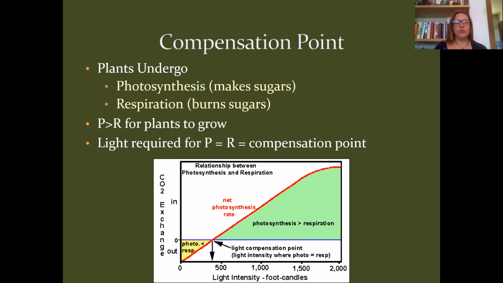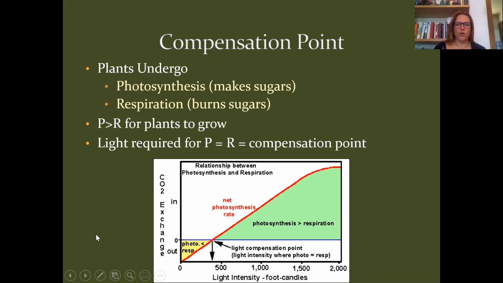So they need to be photosynthesizing, making sugars faster than they're burning these sugars if they want to be able to continue growing. And so this concept of compensation point is the light that's required for the rate of photosynthesis to match the rate of respiration. So when the light that's available allows the plant to photosynthesize at the same rate that it's respiring, it's at its compensation point. And this is different for different plants that grow in different environments and different for different leaves on the same plant that are growing on different parts of the tree.